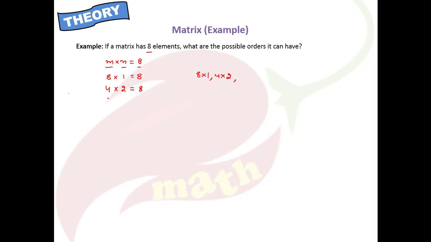Okay. After this, 3 is not a factor of 8. 2 is a factor of 8. Yes, we will write this. 2 into 4 is 8. So another possible order is 2 into 4. After this, 1. Yes, 1 into 8 is also 8. So other possible order it can have is 1 into 8. So these are the possible orders of a matrix which has 8 elements. I hope you are getting it.